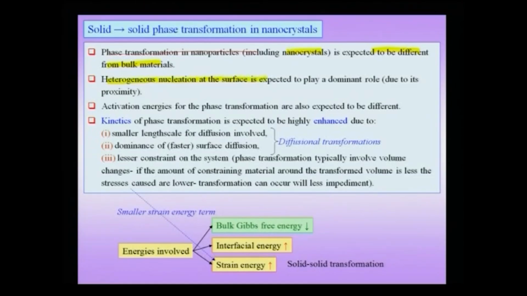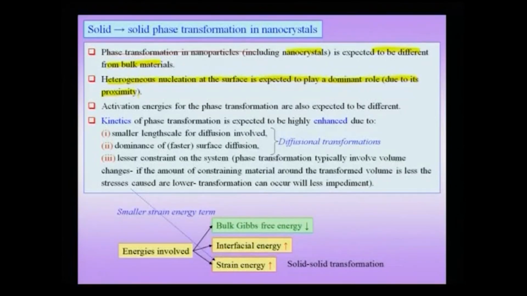Heterogeneous nucleation at the surface is expected to play a dominant role due to its proximity. So far we said that suppose I am doing a melt solidification experiment, and suppose I do this experiment, for instance, in a containerless method, that means I have no container, there is no wall, then I can reasonably expect that homogeneous nucleation is going to take place. But in a solid to solid phase transformation, it is heterogeneous nucleation which is going to be a dominant form of nucleation, because you cannot avoid defects in a material, like there are going to be grain boundaries, stacking faults, dislocations, and even enriched regions of vacancies are known to play a role in heterogeneous nucleation.